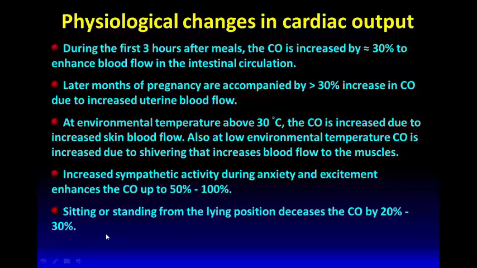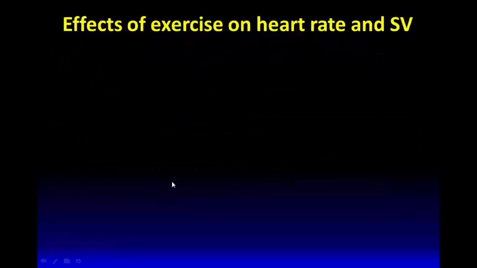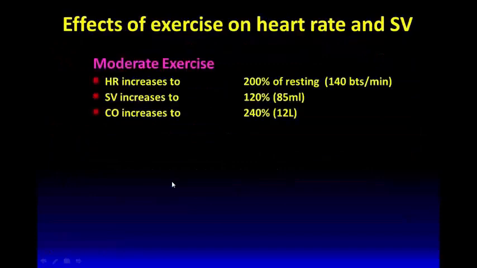Obviously, the cardiac output increases during exercise. So with moderate exercise, the cardiac output might reach 12 liters per minute as a result of an increase in stroke volume and heart rate. With moderate exercise, the heart rate increases to 200% of the resting. The resting is 70 beats. 200% of the resting means 140 beats in 1 minute.